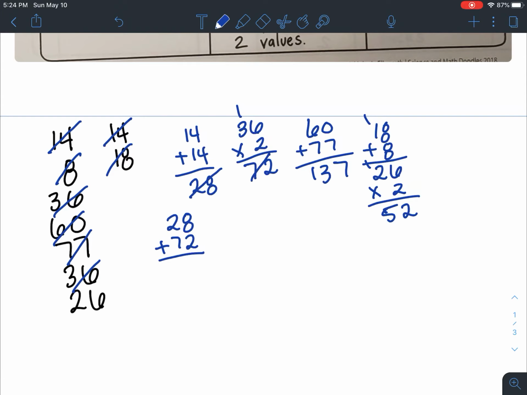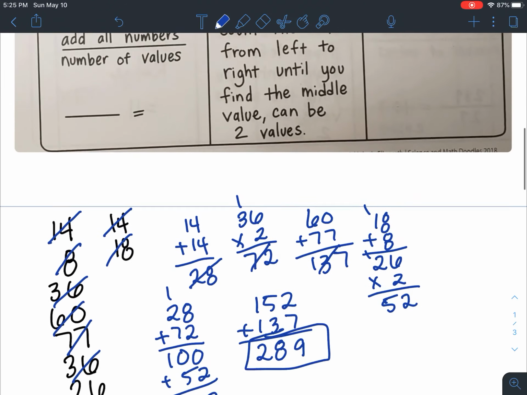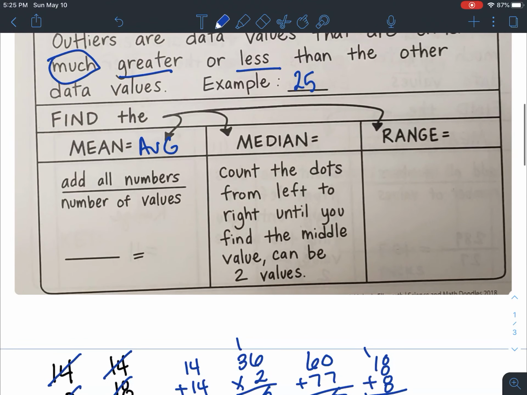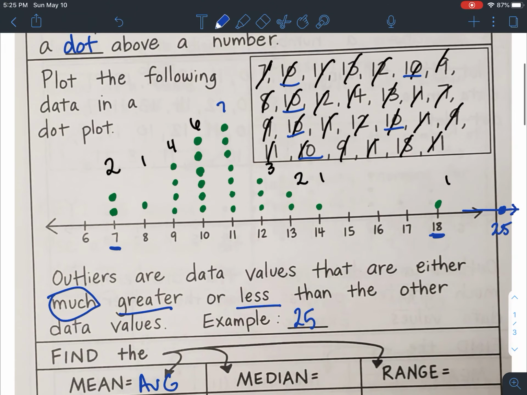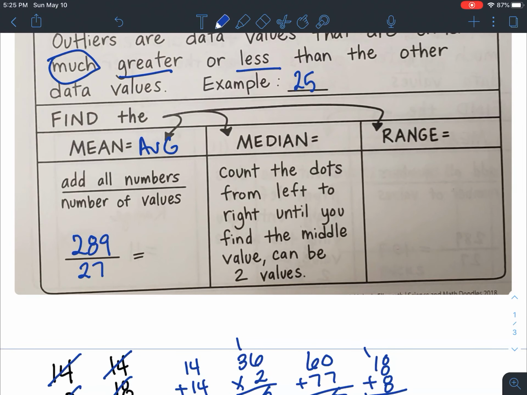Here I'm taking 28 plus the 72. It gives me 100. The 100 plus 52 gives me 152. And 152 plus the 137 gives me 289. So here is the sum of all of my data set. Then I'm going to divide by the amount of dots that I actually have. When I added up all my numbers, this gave me 27 numbers, or 27 dots.